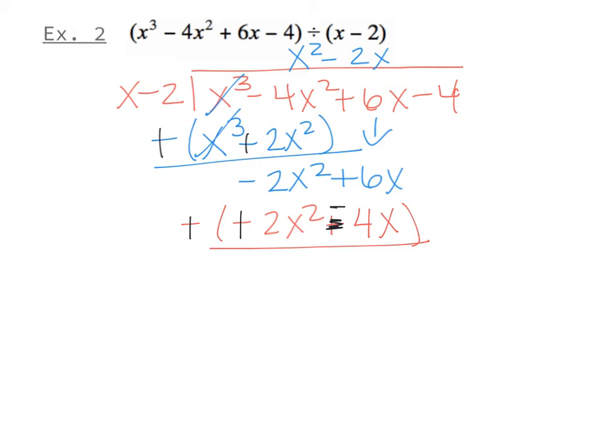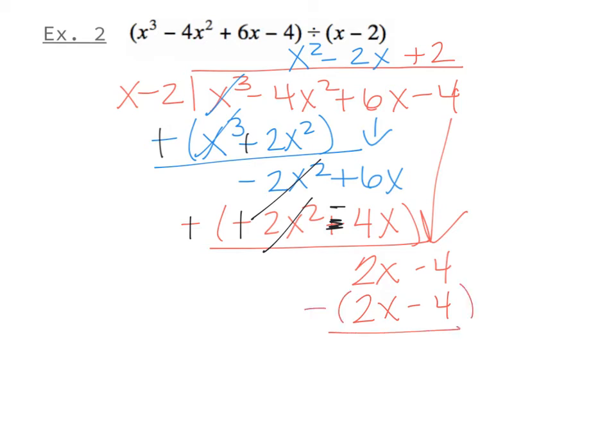So negative 2x squared plus 2x squared cancel. And I have 6x minus 4x gives me 2x. Again, it's a binomial. Bring down the negative 4. And I need to multiply a 2 to make this x a 2x. So I'm going to put a plus 2. So I have 2 times x is 2x, and 2 times negative 2 is negative 4.